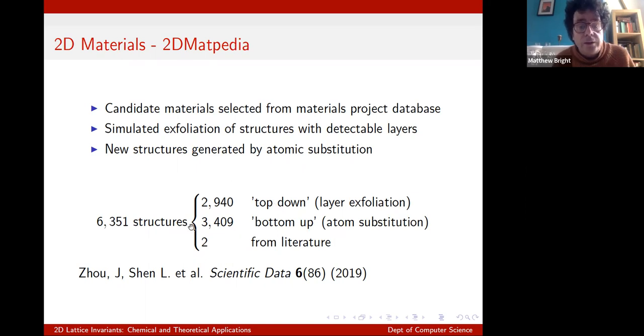Then the other half, or slightly more than half, are created by doing the same sort of chemical simulation, but this time taking atoms from the molecules of the top-down structures and replacing them with atoms from the same group. So these are all simulated structures, but they're all in there, and they all have a defined two-dimensional lattice geometry.